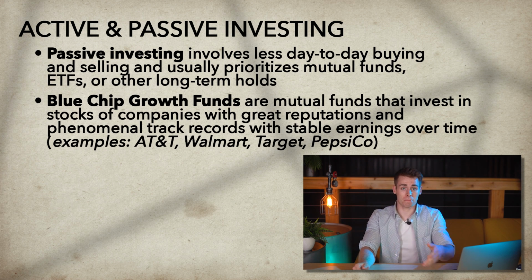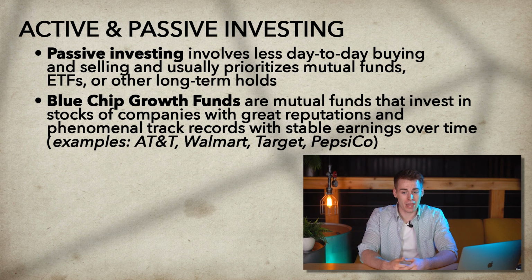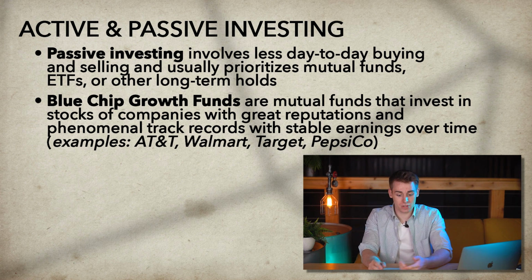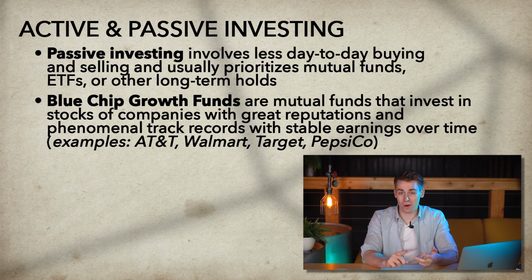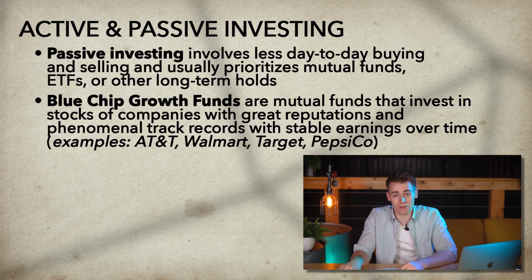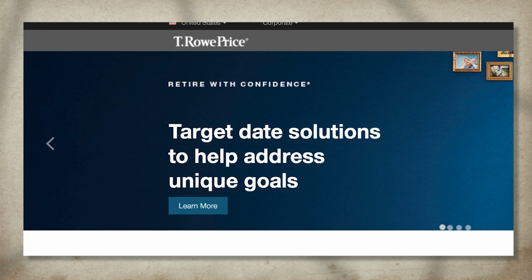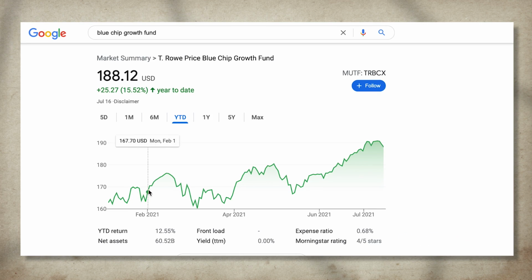And blue chip companies are companies that have great reputations and generally stable earnings. So just to give you a list of some blue chip companies: Berkshire Hathaway, Walmart, AT&T, Target, PepsiCo. Investing into a blue chip growth fund was actually one of my first investments that I made back in early 2017. I used the investment management company T. Rowe Price and actually bought into several blue chip growth funds, which I think we'll cover in a later video. But in general, all of that's passive investing.